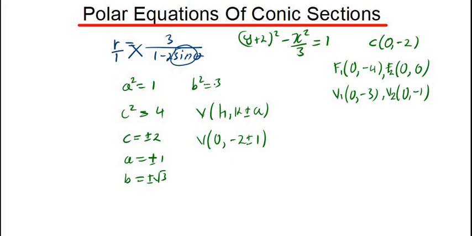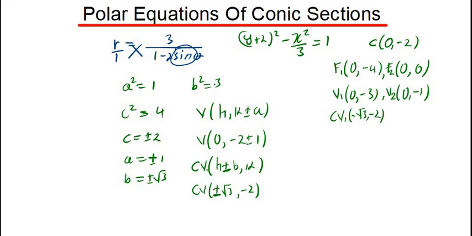Then let's look at the co-vertices. The co-vertices are going to be on the x-axis. Co-vertices have the coordinates h plus or minus b comma k. Our h in this case is 0, so I'm just saying plus or minus b, which is root 3, comma k, which is -2. So co-vertex 1, I'll just say cv1, is going to be -root 3 comma -2. Then cv2 is going to be root 3 comma -2, like that.